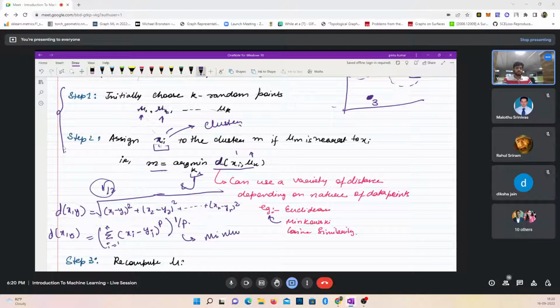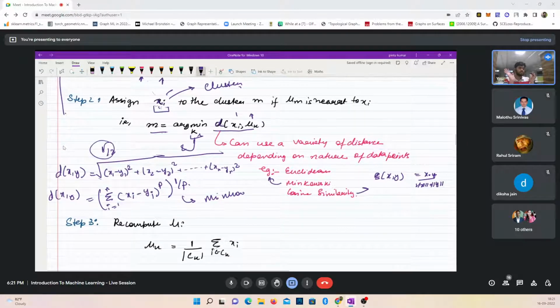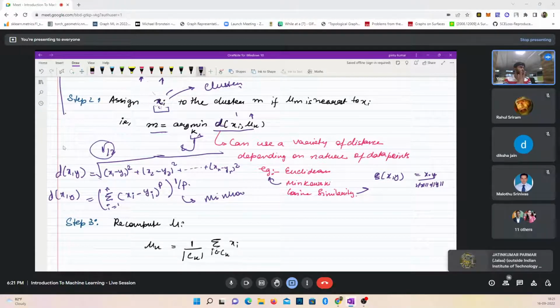And the last one, but a very important one, is cosine similarity. So this is not a distance but a similarity measure. You can transform it to a distance, obviously. Your similarity between x and y is x dot y divided by norm of x into norm of y. So this kind of captures the notion of angle. If two vectors have a smaller angle between them, then they will be close to each other.